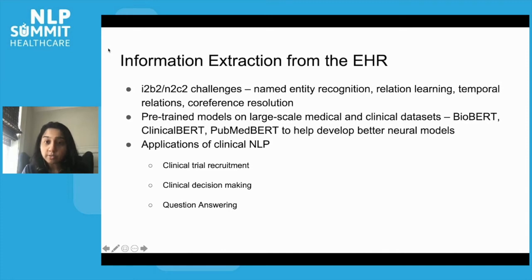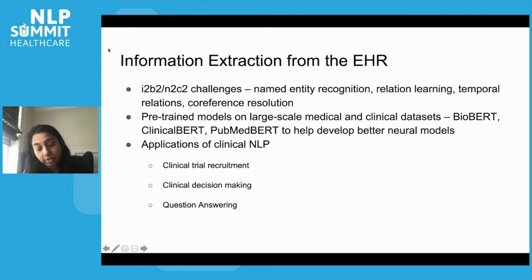And then, of course, given the development of state of the art neural methods, there have been pre trained models on large scale medical and clinical data sets, including BioBERT, ClinicalBERT, PubMedBERT, and so on, which allow us to develop and apply state of the art neural methods on clinical data. And finally, there's question answering, which is another way of looking at the information that is across the structured and unstructured data in the note. And what that allows us to do is answer a question, whether simple or complicated, in a precise manner.